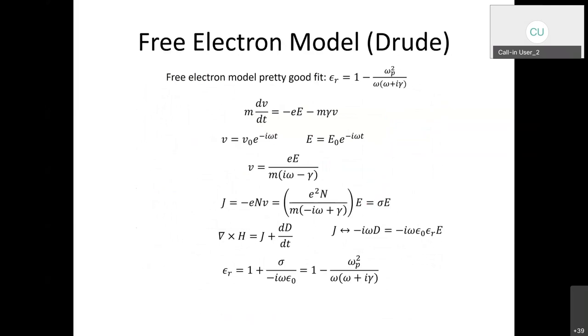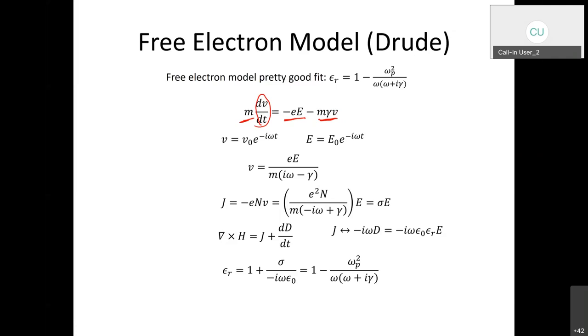For those of you who don't know, the free electron model essentially treats electrons as freely moving particles. They have some mass and some acceleration, and they are moving under the application of an applied field. When they're accelerated by this field, they will also scatter with some scattering rate gamma, and this is going to be proportional to their velocity, which is a standard damping model.